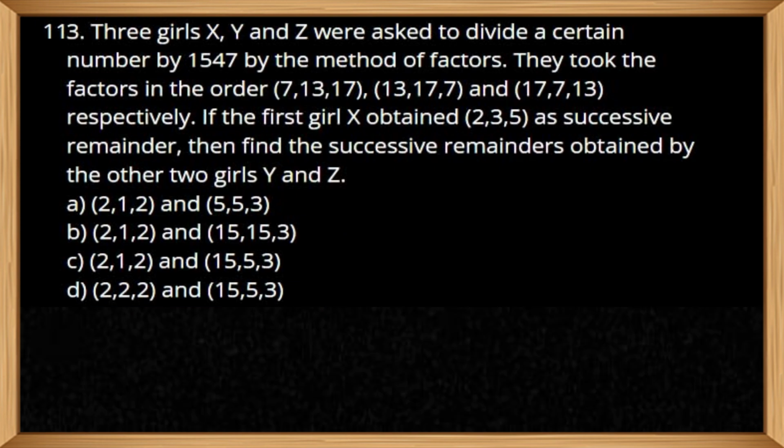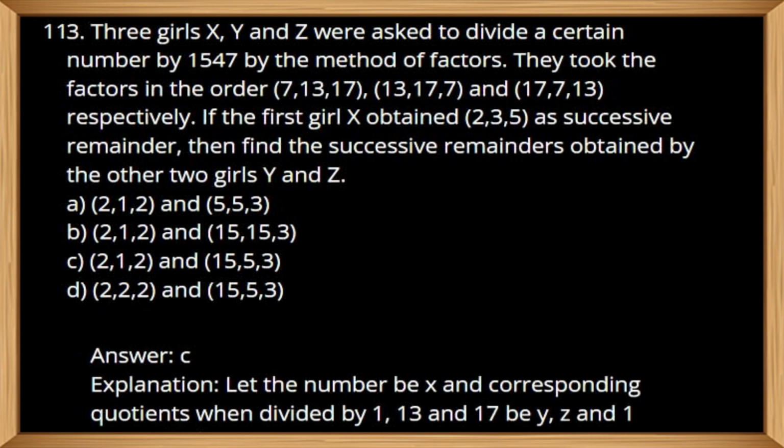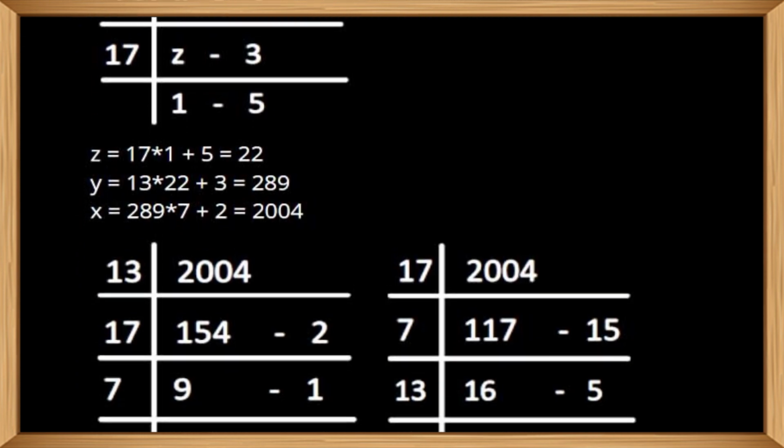Three girls X, Y and Z were asked to divide a certain number by 1547 by the method of factors. They took the factors in this order respectively. If the first girl X obtained 2, 3, 5 as successive remainders, then find the successive remainders obtained by the other two girls Y and Z. Option C 2, 1, 2 and 15, 5, 3.